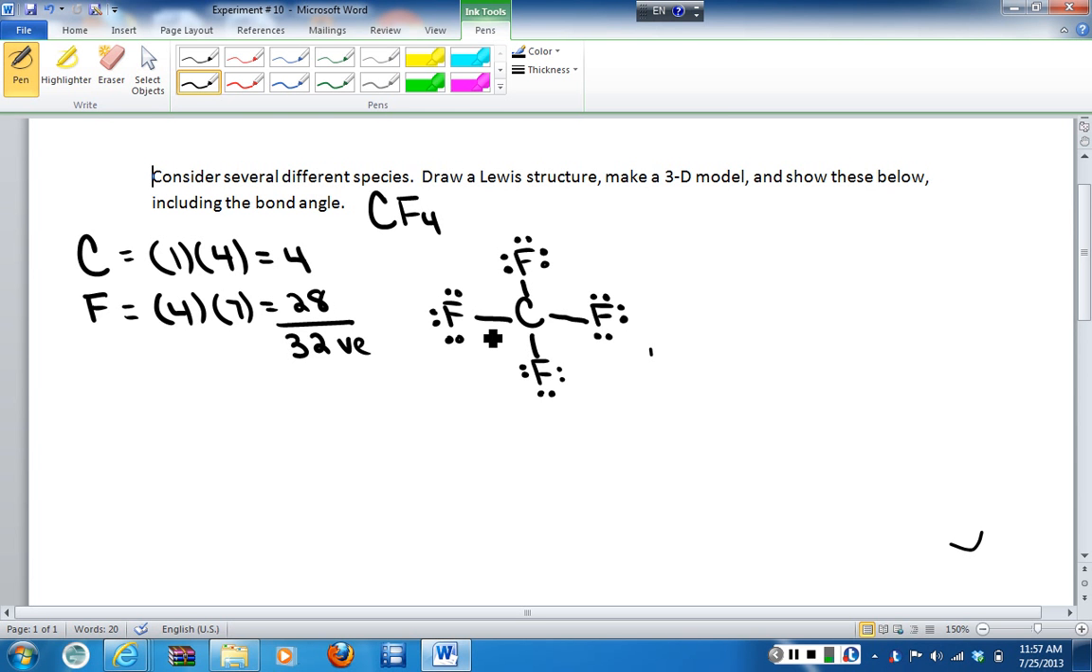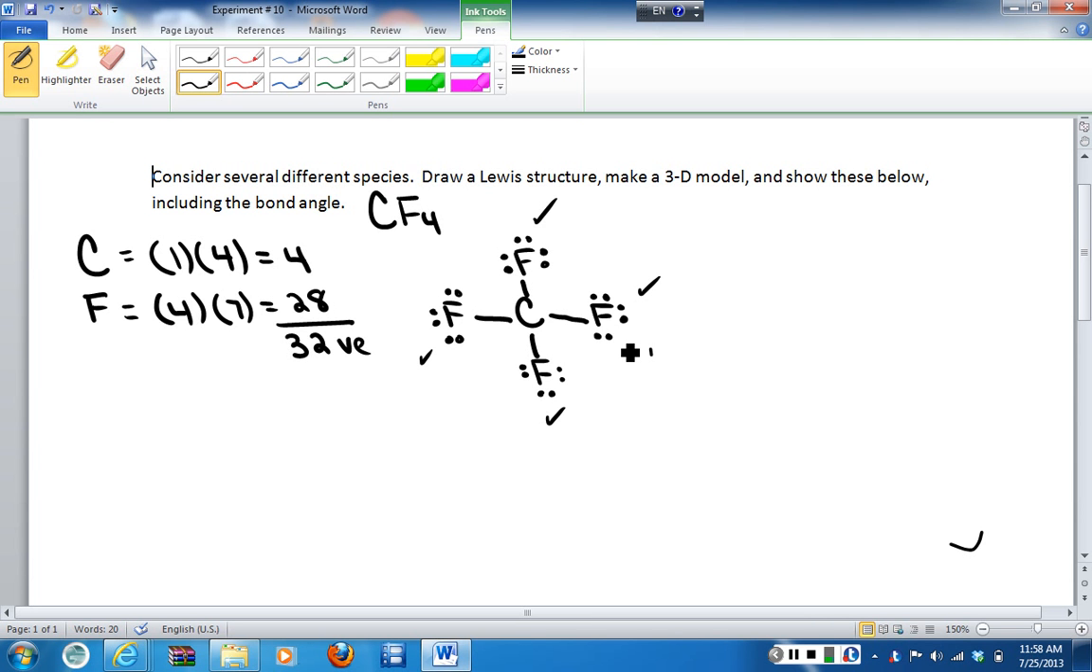Does my carbon have an octet? What you see is that the fluorines are good to go, and carbon has 4 bonds around it, which means that it has 8 electrons, which is an octet. So therefore, you know that this is the Lewis structure for carbon tetrafluoride.